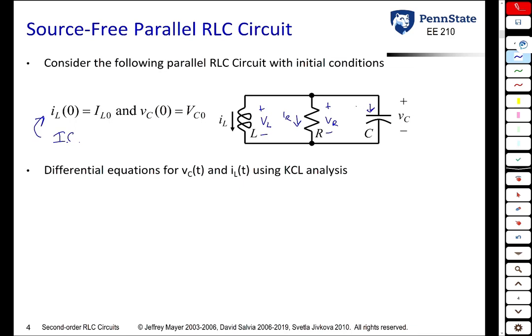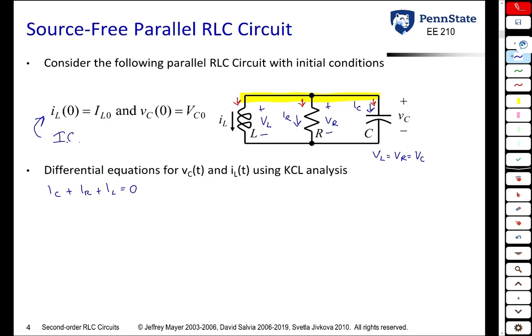So once again, from the passive sign convention, IC is that current going down. Notice that VL, VR, and VC all have the same orientation. To try to come up with the differential equation for this circuit, let's do KCL at this top node. Basically, that current plus that current plus that current has to equal 0. So we have, starting from the right, IC plus IR plus IL has to equal 0.